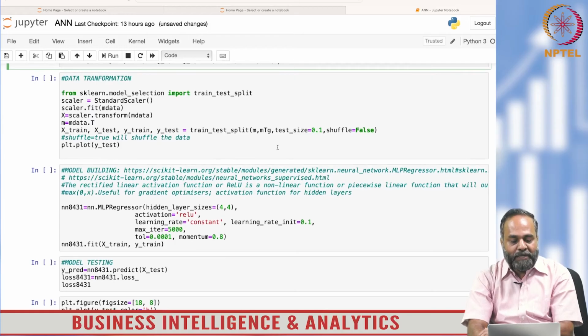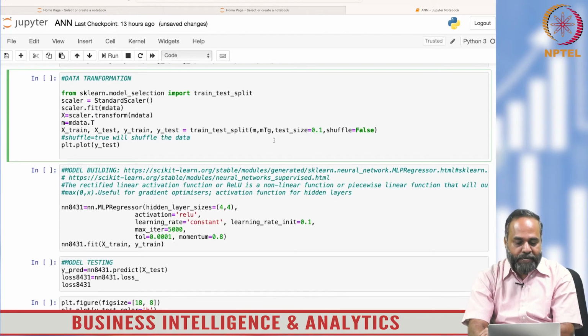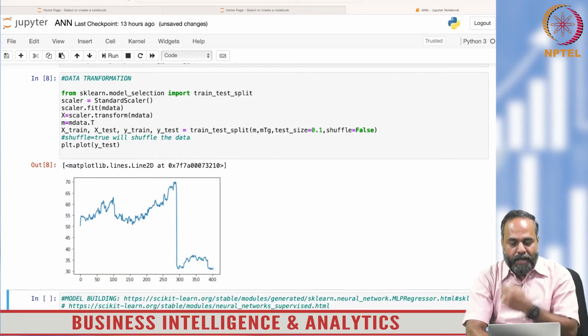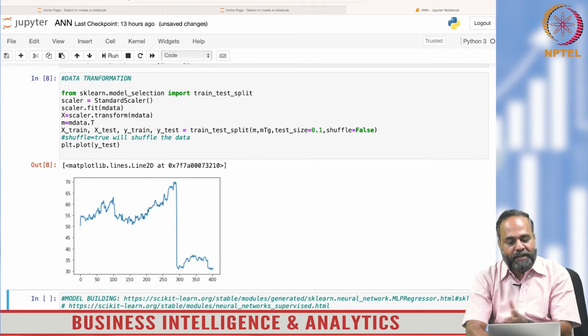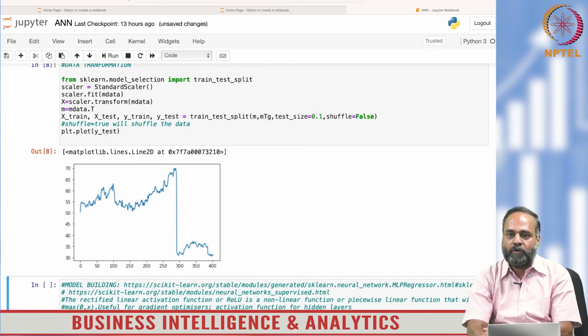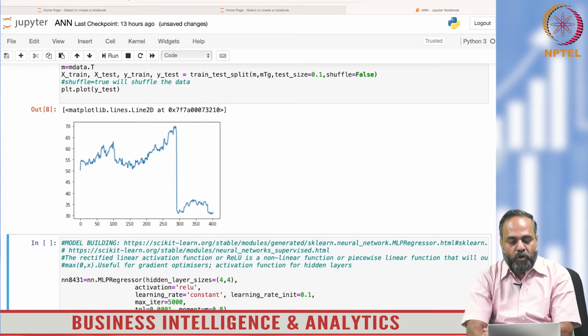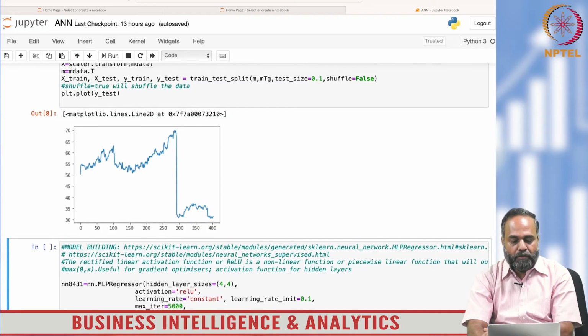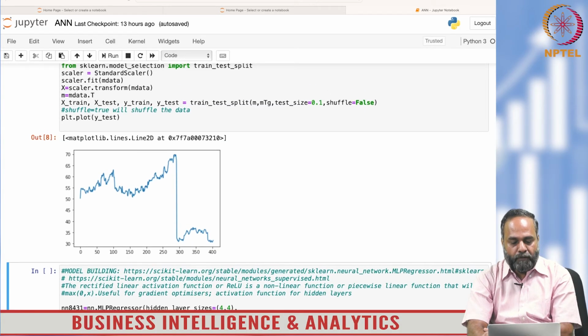Now, again we are in data preparation. We are going to transform the data using the standard scaler available in the Python library, and I am also going to split the data using the split function that is available in scikit-learn into training and test data. I am not creating a validation set separately here for simplicity. So what I have plotted is the test data, the transformed test data.